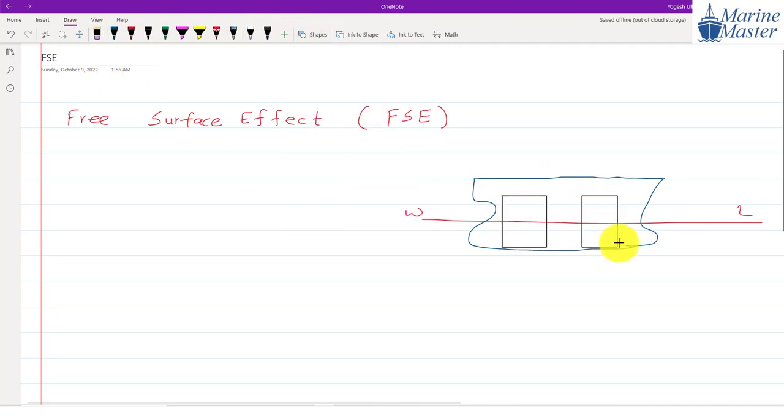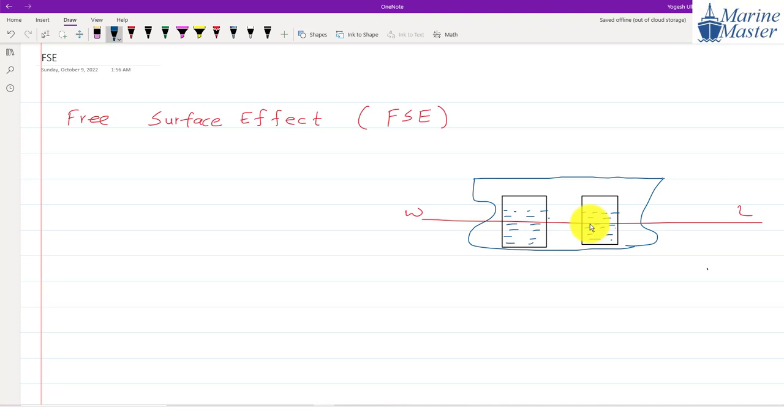Just try to understand the point. What is the meaning of free surface effect? You may know this term. What is the meaning of free surface? See, whenever there is water in this tank, some liquid is there. Suppose crude oil, or any liquid, or suppose soybean oil or sunflower oil. Some oil is there in these tanks. Two big tanks are there, with a large amount, thousands of tons, of oil.